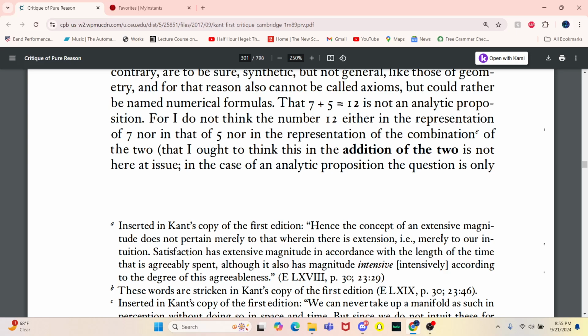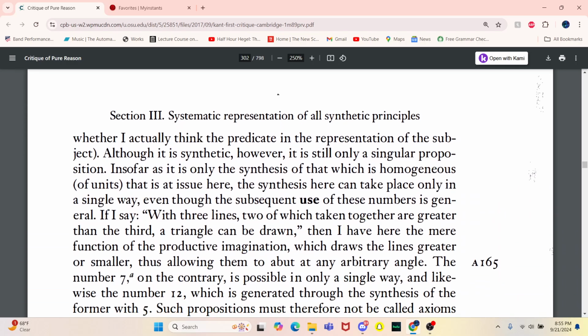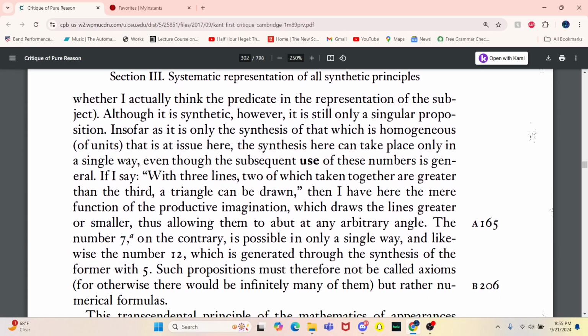That 7 plus 5 equals 12 is not an analytic proposition. Thanks, we established that in the introduction. For I do not think that the number 12, either in the representation of 7 nor that of 5, nor in the representation of the combination of the two, that I ought to think this in the addition of the two is not here at issue. In the case of an analytic proposition, the question is only whether I actually think the predicate in the representation of the subject. Although it is synthetic, however, it is still only a singular proposition.